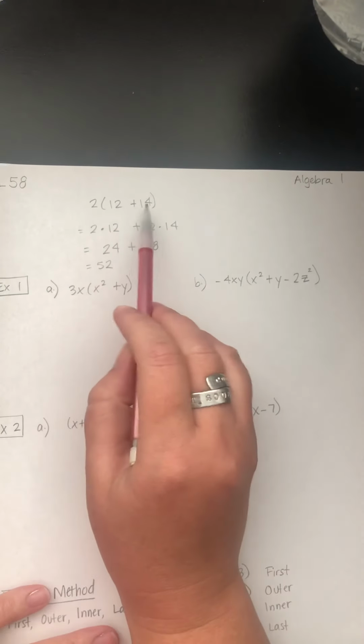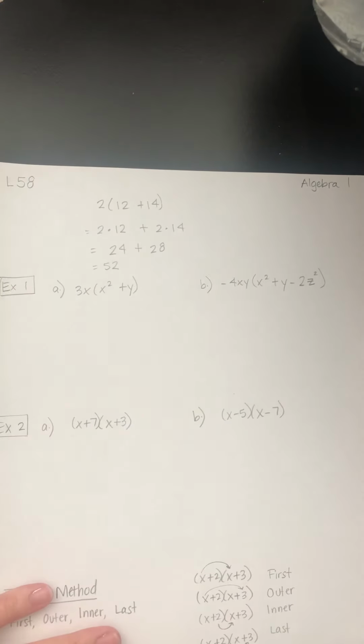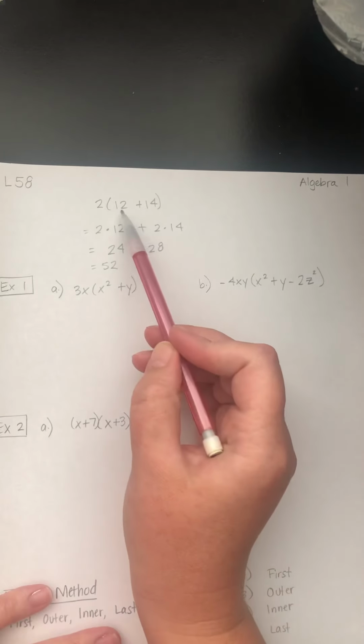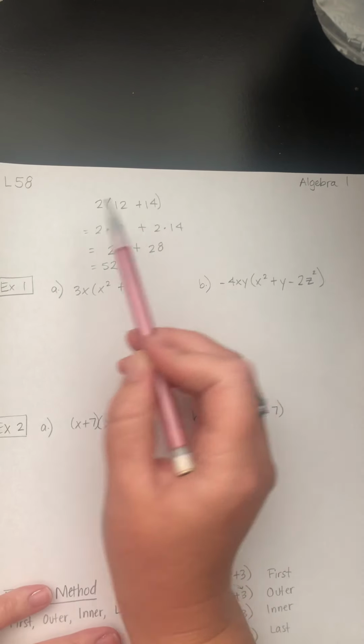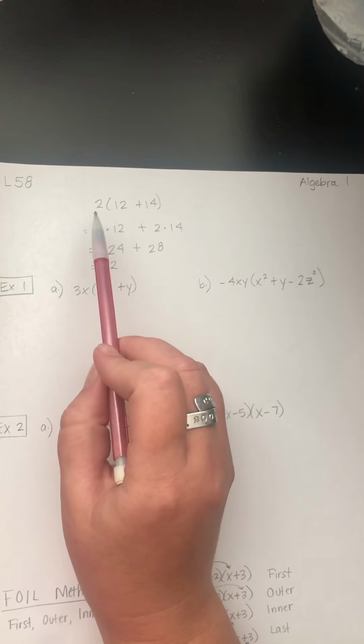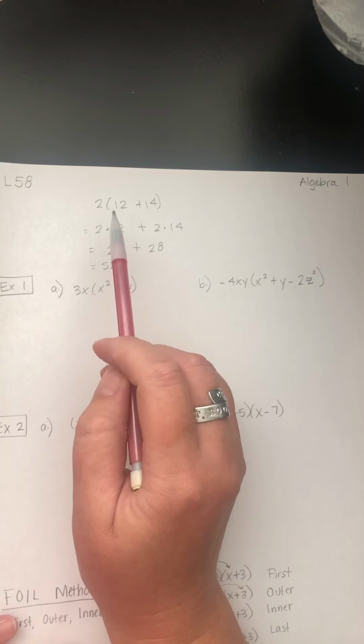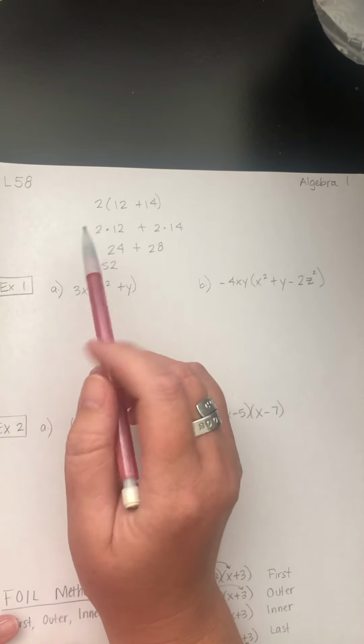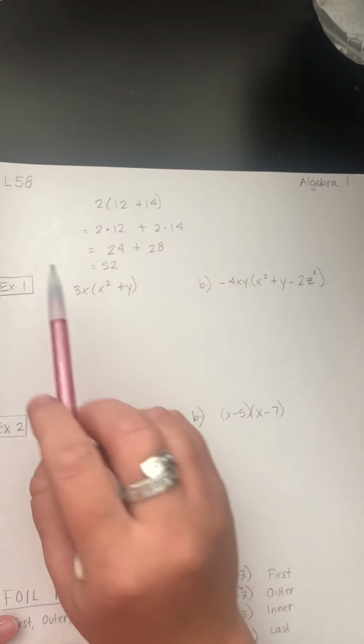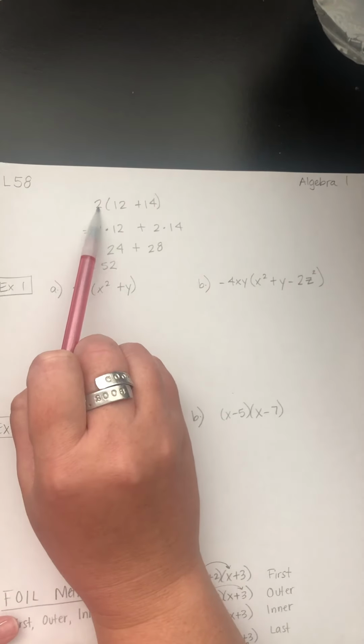This right here, 12 plus 14, is a polynomial. There's a really simple way to do it. You could add the 12 and the 14 together and then multiply that answer by 2. But for the sake of figuring out how to multiply polynomials, I'm going to show you without adding these two numbers together. You do 2 times 12 and 2 times 14.